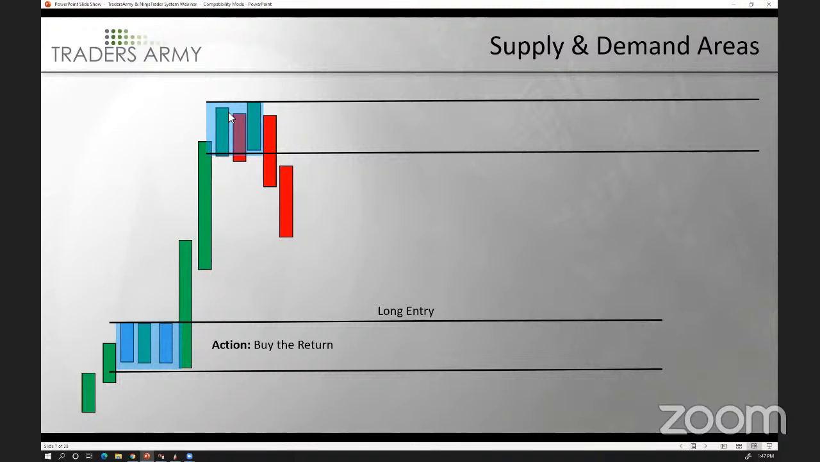So if prices return to the origin of demand, our action is to buy and go long at that entry price and put a stop loss down below, just in case we're wrong. If prices fall through that area, that means that demand was removed, there is no more demand, and we were proven wrong. And we'll have a price target up here where the origin of supply occurred.